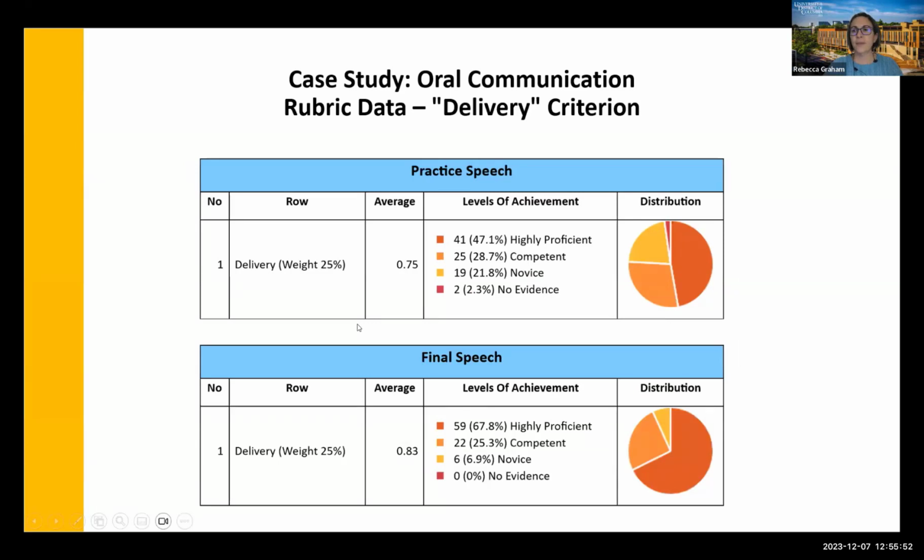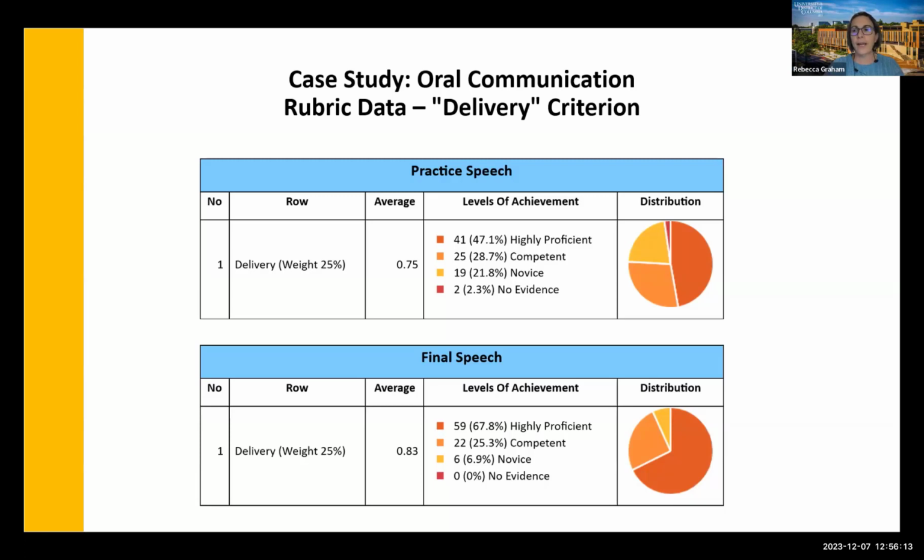Thank you. Okay, so when the professor reassesses the students' final speeches at the end of the semester, student performance on the delivery rubric criterion has increased significantly. You can see that from the practice speech data to the final speech data. You can see that increase from 0.75 to 0.83.